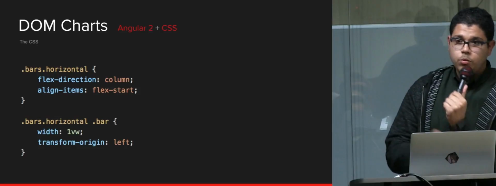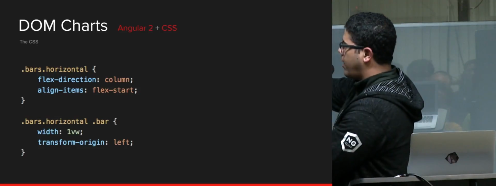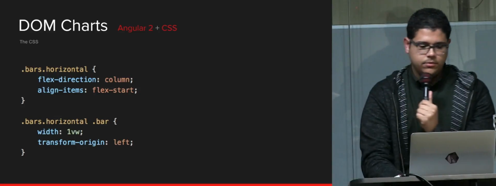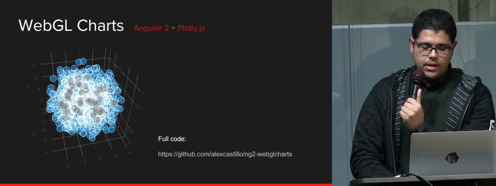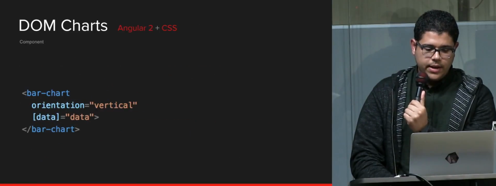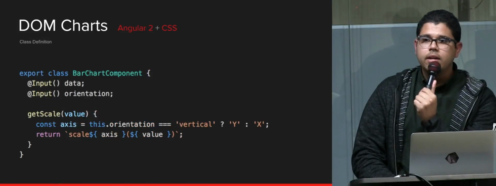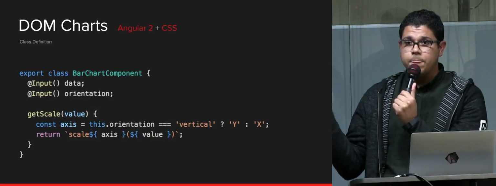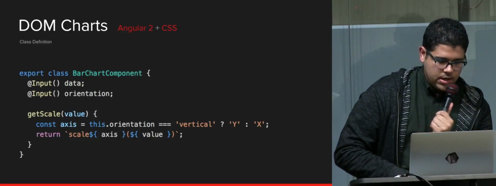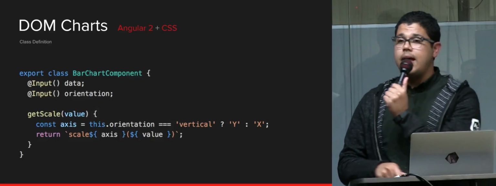The transform origin, when you have horizontal bars, you want it to grow from the left to the right. So that's why we have our transform origin to the left. Well, that is all that it took to create that component. I haven't counted the amount of lines of code. About 30, you counted? Well, thank you. All right, so not too bad, right? And that's because of how awesome CSS3 is, but also all the heavy lifting that Angular is doing for us.